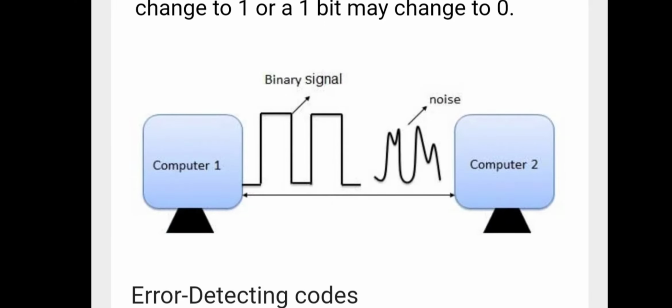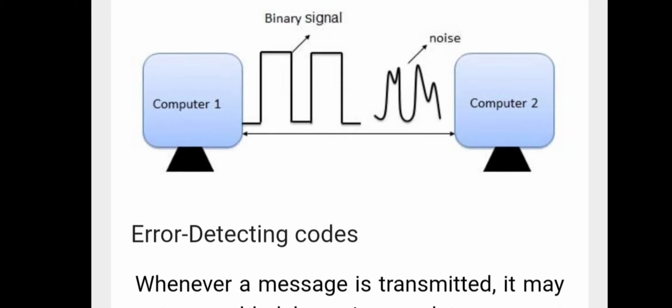Here see computer 1 and computer 2, these are treated as a source and destination. We have to transmit the data in the form of zeros and ones, that is binary signals. If noise occurs, noise means disturbance, the data may be changed from zeros to ones or ones to zeros, and definitely the data will be changed, and that is called error.